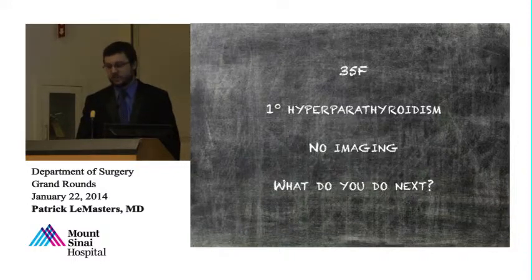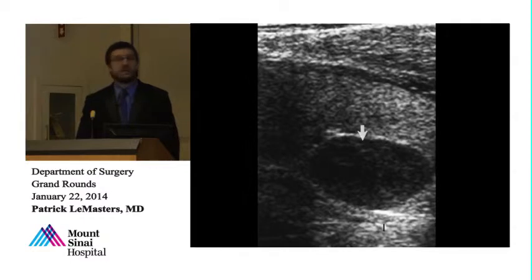So you're in your office. The next thing you do is you perform an ultrasound of the neck. This is what you see. In the right inferior sagittal view of the neck, this is the thyroid above. You see this hypoechoic soft tissue density, and this is consistent with a parathyroid adenoma. Need you do anything more, or are you done?